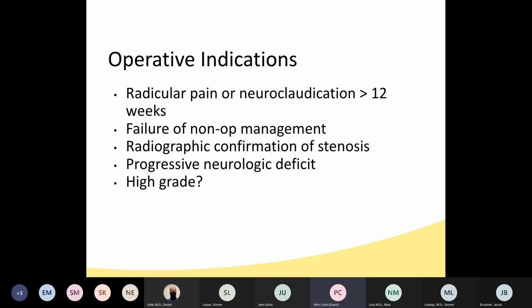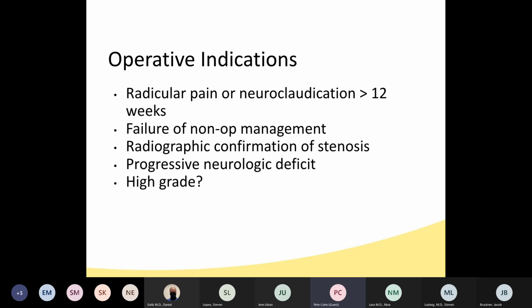We're spine surgeons, so we're going to talk about surgery. So in terms of operative indications, or when do we consider an operation for patients with spondylolisthesis. Obviously, not everyone with spondylolisthesis needs surgery. In fact, most of them don't, and most of them are asymptomatic.